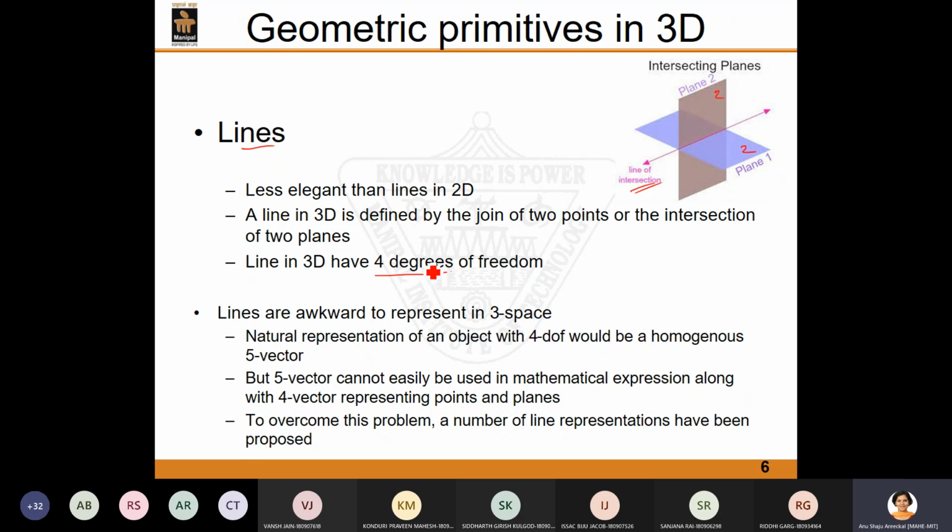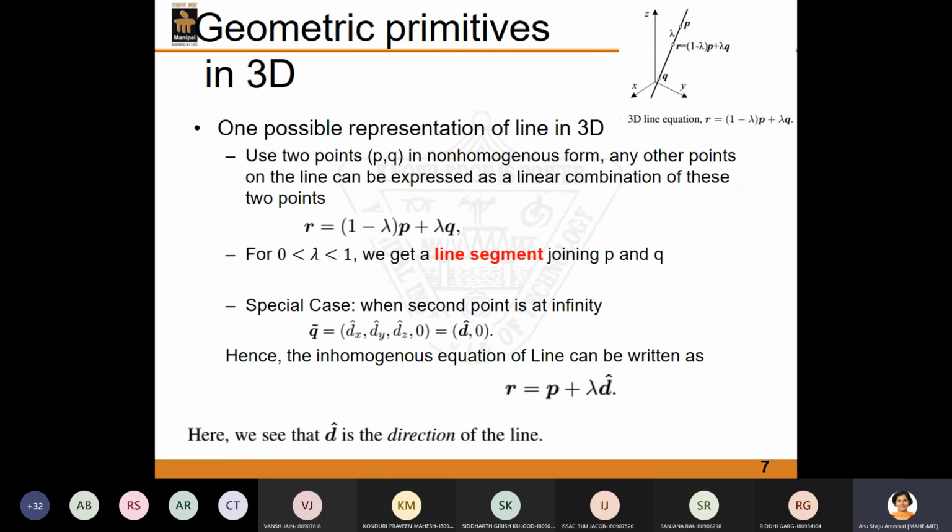Therefore, in total you have 4 degrees of freedom for representing a line in 3D space. Now there are different ways by which you can mathematically write these lines. We'll just look at two of these expressions. One way is to write r = (1 - λ)p + λq.